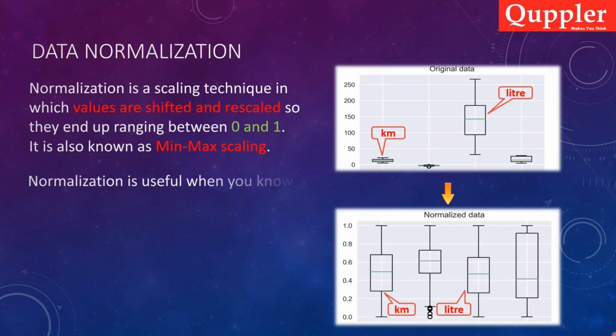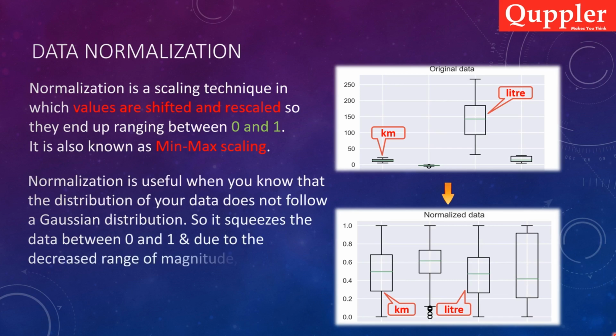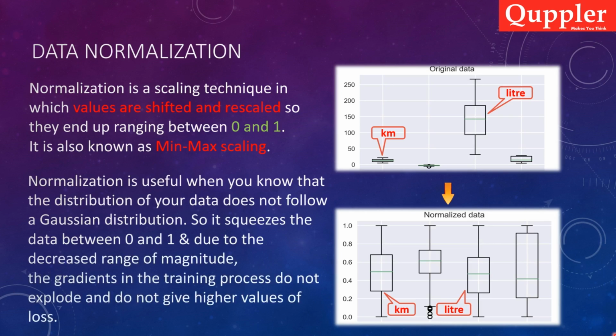So normalization is very useful when you know that your distribution is not following any kind of Gaussian distribution, and it squeezes the data into a range of 0 to 1. Due to the decreased range of the magnitude in the output, the gradients in the training process do not explode, and it doesn't give you higher values of losses. So again, this was all about normalization.